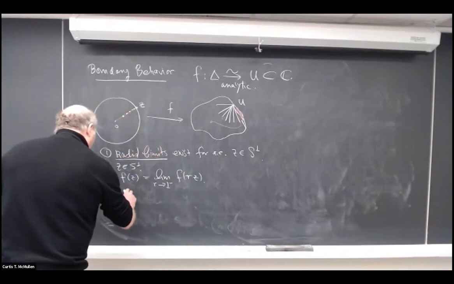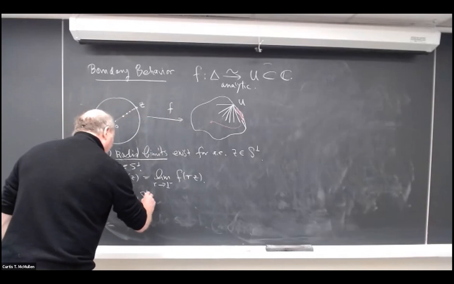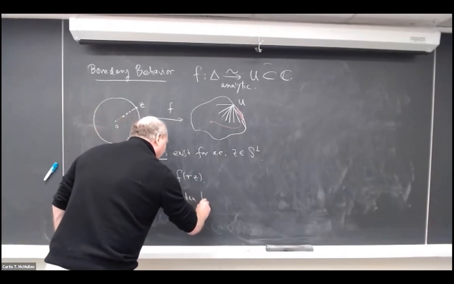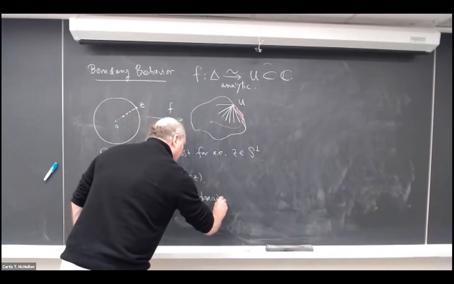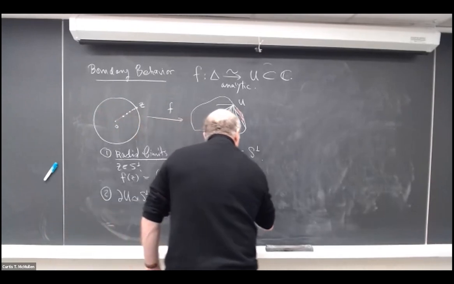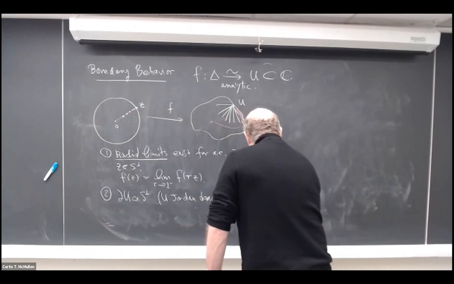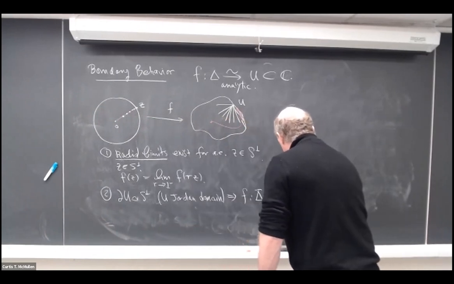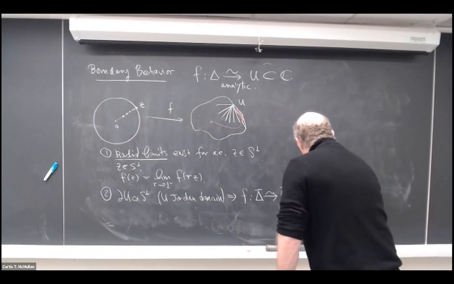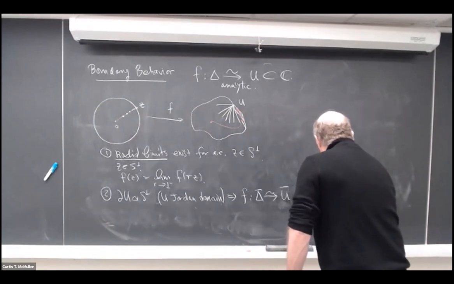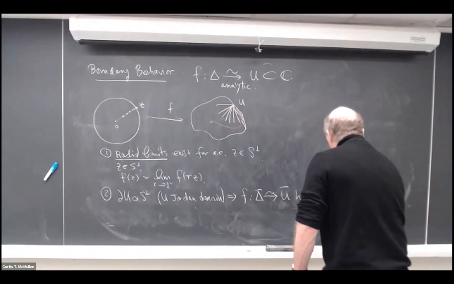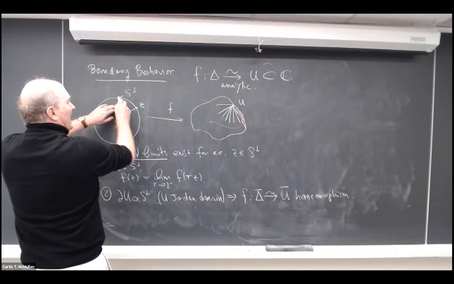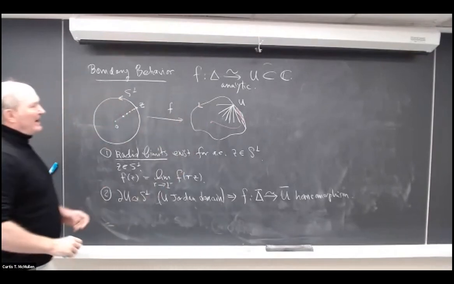So if the boundary of U is isomorphic to S1, one usually says then that U is a Jordan domain. This implies F extends to a map from the closed disk to the closure of U, and this map is a homeomorphism. In particular, the circle then naturally parameterizes the boundary of U.